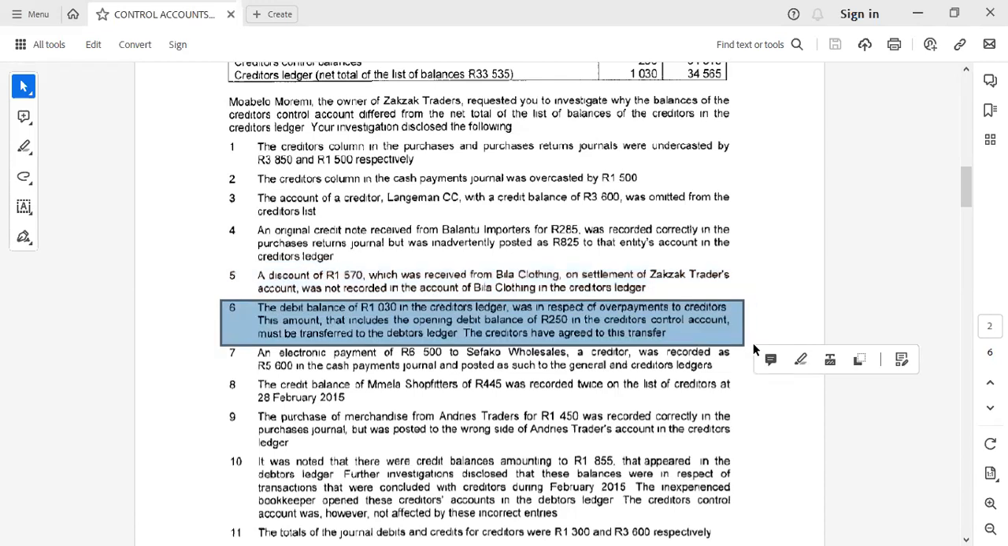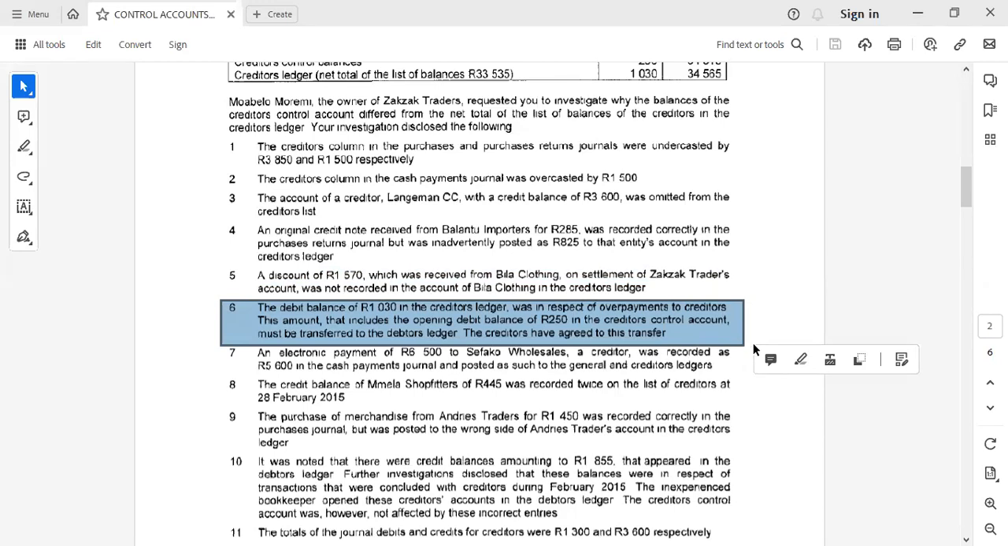Number 6, the debit balance of 1,030 in the creditors ledger was in respect of overpayments to creditors. This amount that includes the opening debit balance of 250 in the creditors control account must be transferred to the debtors ledger. The creditors have agreed to this transfer.